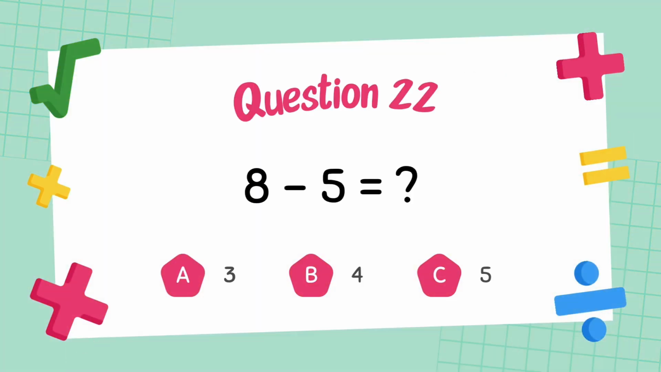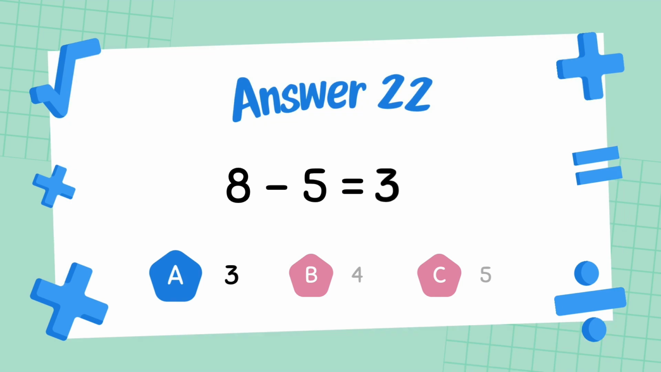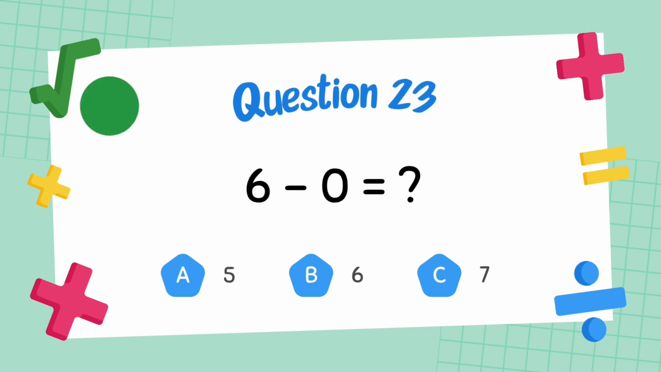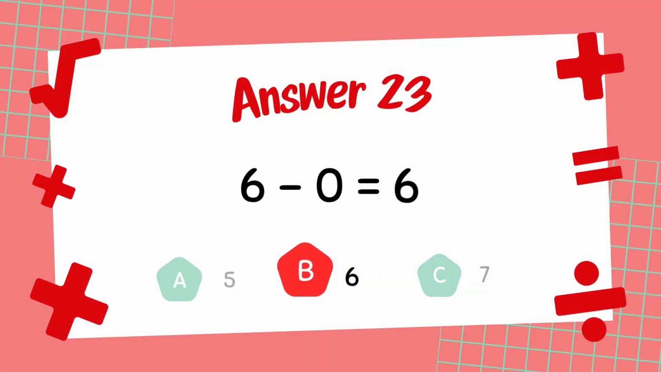What is 8 minus 5? The answer is 3. What is 6 minus 0? The answer is 6.